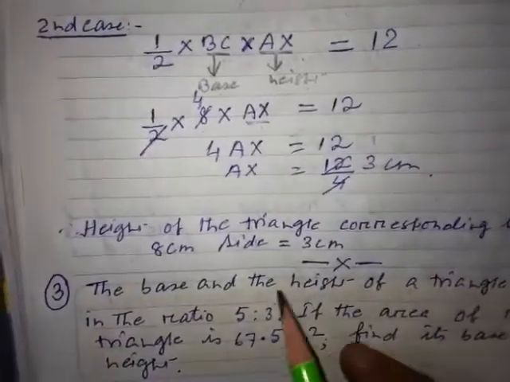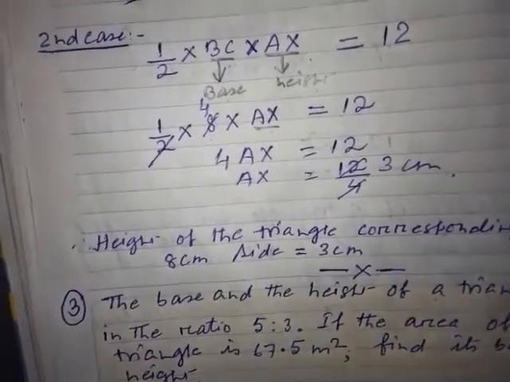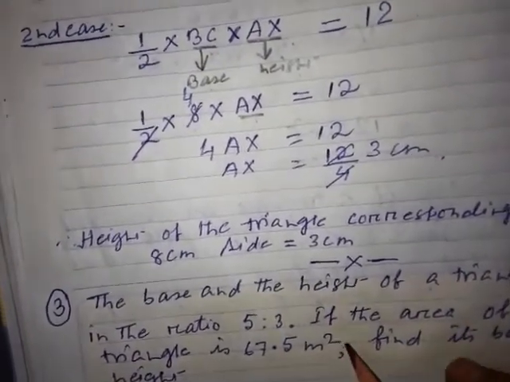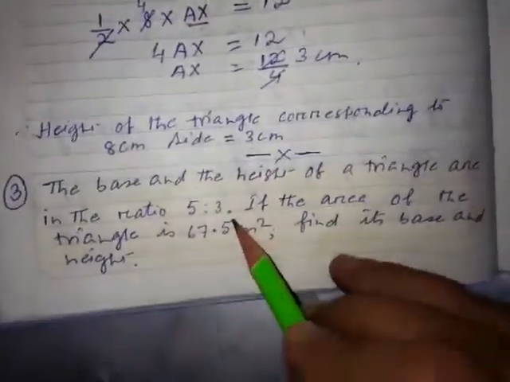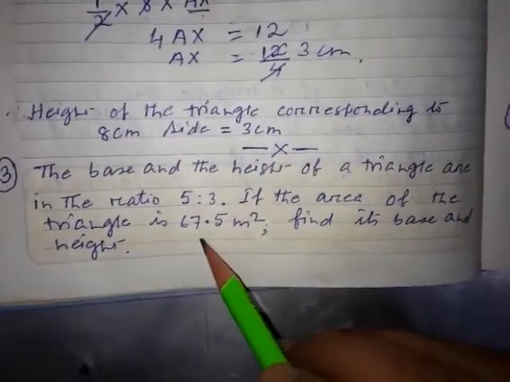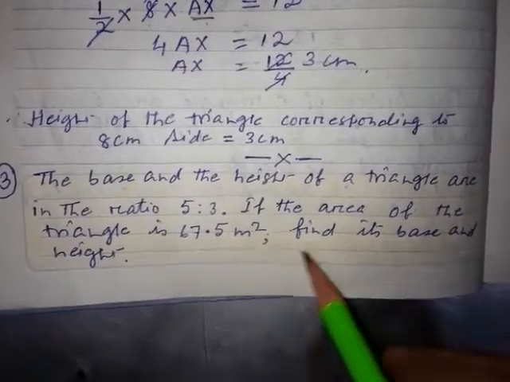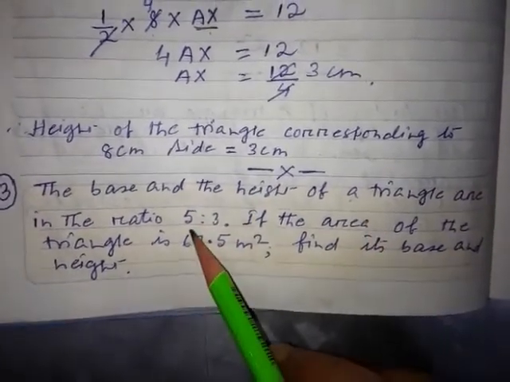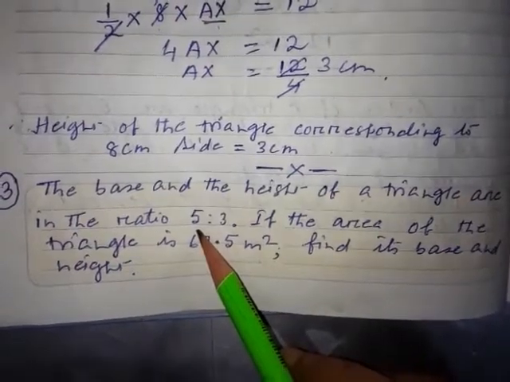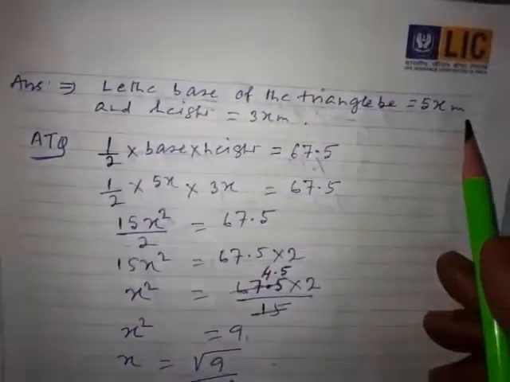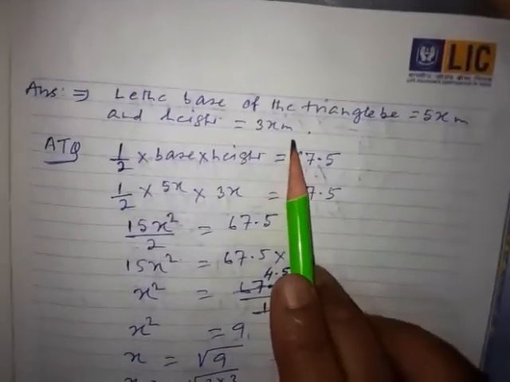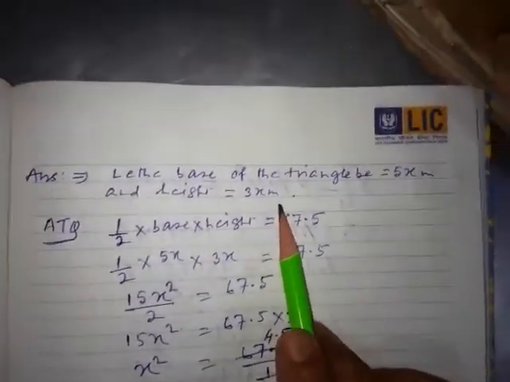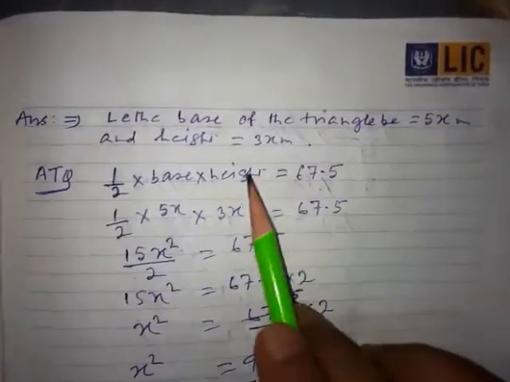Now I am coming to the third question. The base and height of a triangle are in the ratio 5:3. If the area of the triangle is 67.5 meter square, find its base. So it is again base and height. What is the base here? To remove the ratio, I have written here: let the base be 5x meter and the height be 3x meter. Okay, so 5:3, so 5x and 3x I have taken.